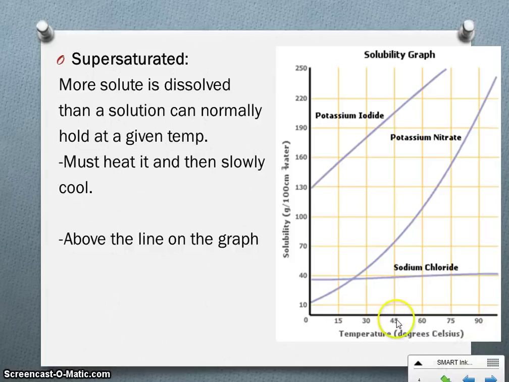So if I were to say at 45 degrees we dissolved 130 grams of potassium nitrate, that would be right there. You can see that that spot is well above this line, and therefore that solution would be considered supersaturated.